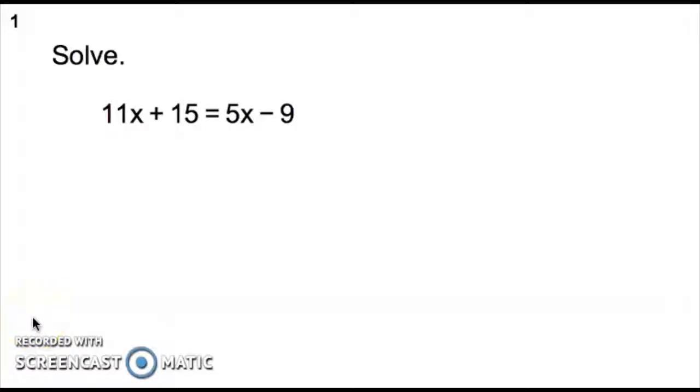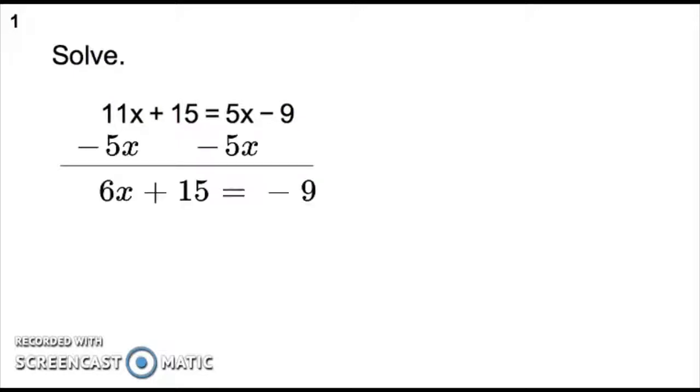Number 1. So we are solving. Notice how we have variables on both sides of the equal sign. When that happens, I recommend starting with moving the smallest variable, which in this case is 5x. You move it by subtracting 5x from both sides.